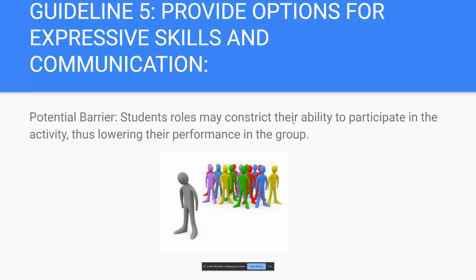Guideline number 5, providing options for expressive skills and communication. Again, with the student roles, I felt that this was going to constrict their ability to participate in the activity, thus lowering their performance in the group. So, kind of tying off of guideline number 4 and the barrier I mentioned there, I feel like students who don't like their role would likely just not want to participate anymore and potentially become a distraction or not apply anything to the lab report. So I felt like that was a big miss in this lesson plan.